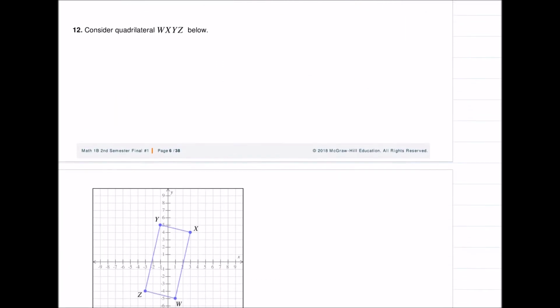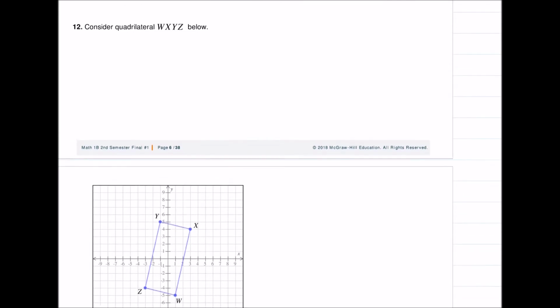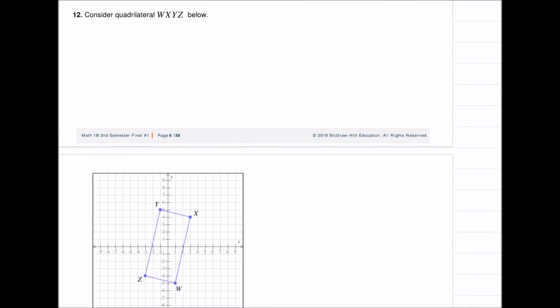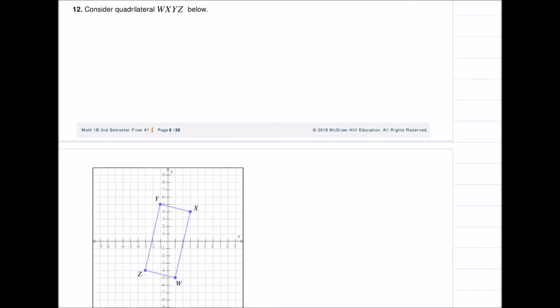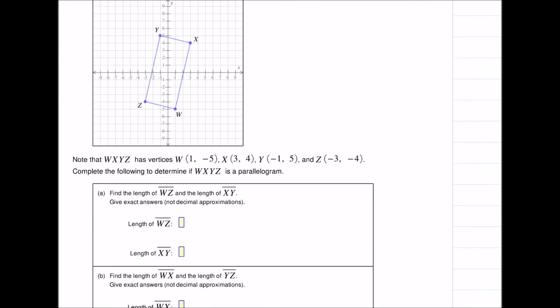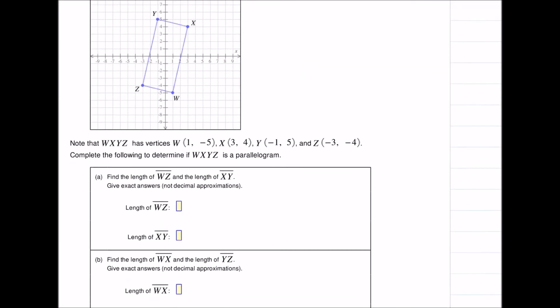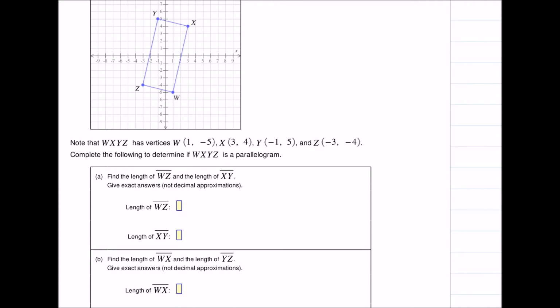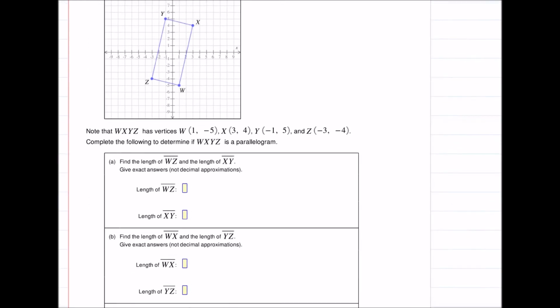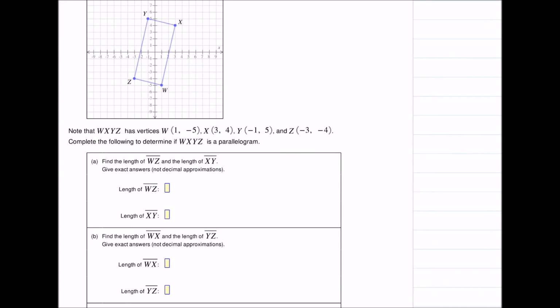Number 12, consider, okay, so that is the next picture, W, X, Y, Z below. So we're going to look at this picture. Okay. W is (1, -5), X is (3, 4), Y is (-1, 5), and Z is (-3, -4). Complete the following and determine if WXYZ is a parallelogram.